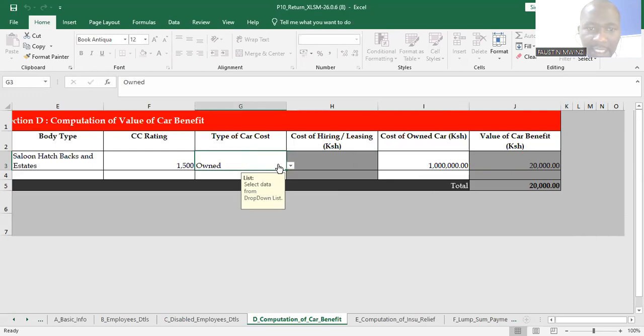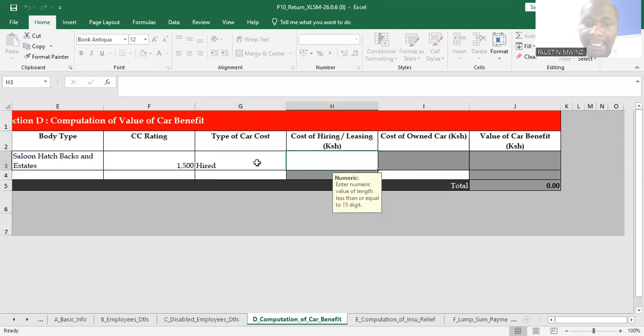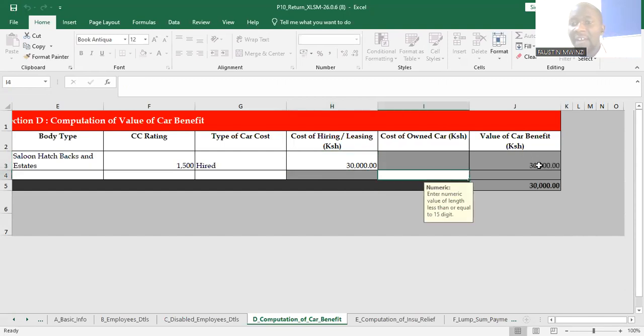Allow me to change this. Can you see the cost of hiring has been grayed out, because we have already chosen it is owned. Suppose I said it is hired. The cost of the car is deleted, and then we have entered details of the cost of leasing. So the cost of leasing, we enter that it's leased at 30,000 shillings a month. And you can see now the value of the car becomes 30,000.